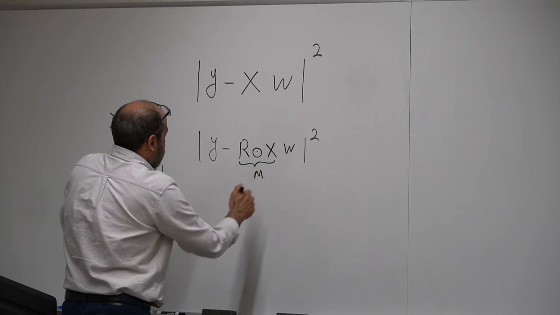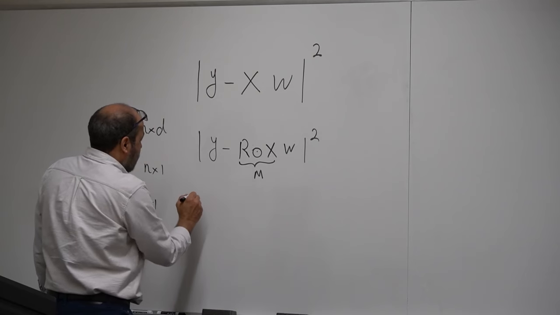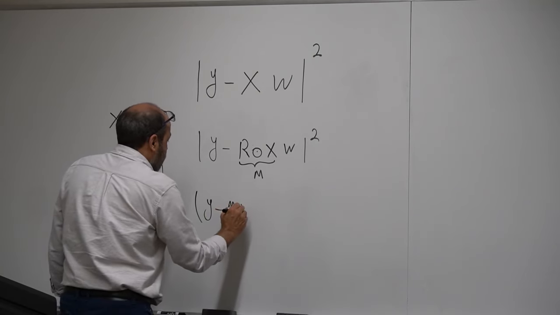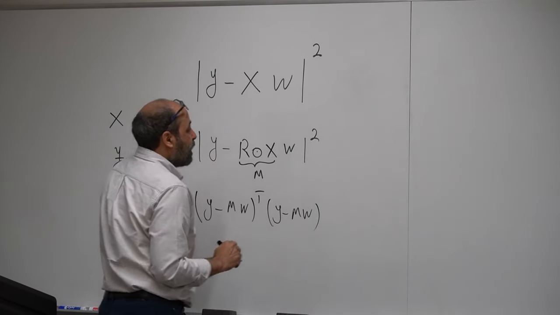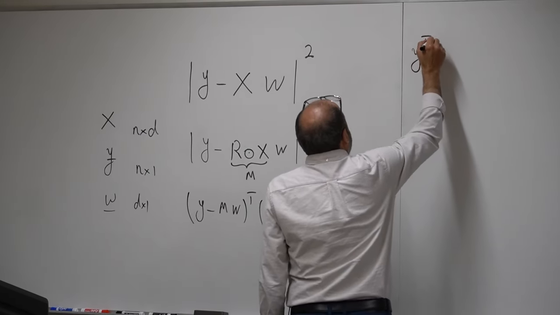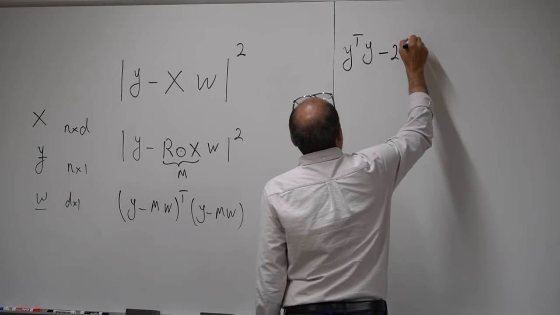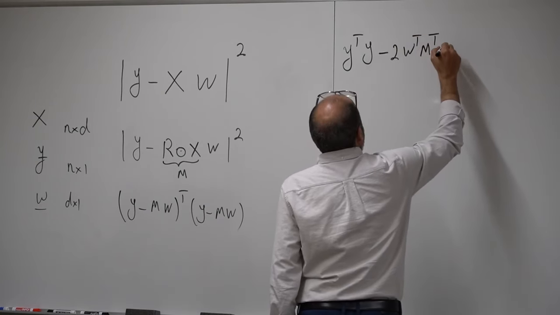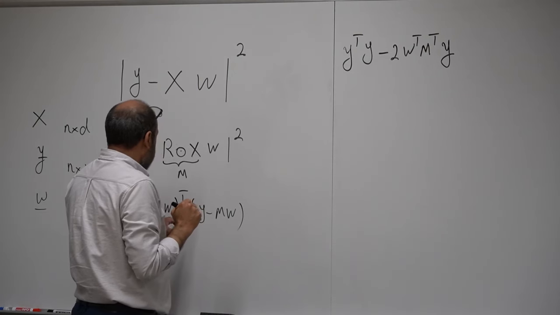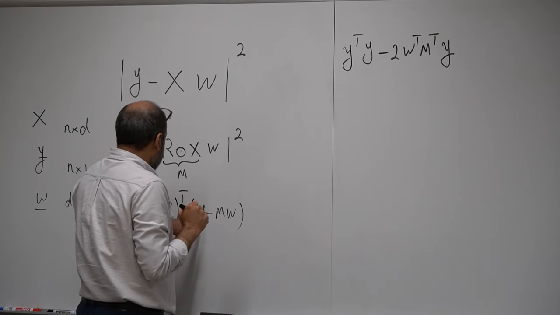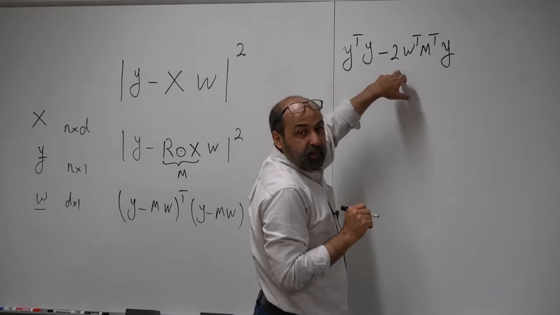So if I expand this, and I replace R times X by M, this is going to be y minus MW transpose times y minus MW. And then it's going to be y transpose y minus 2W transpose M transpose y. We have W transpose M transpose y, and we have another term, which is basically y transpose MW, but this is a scalar, so I can put a 2 in front of that.